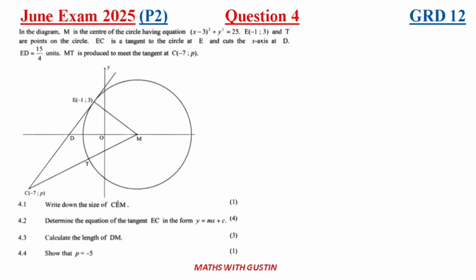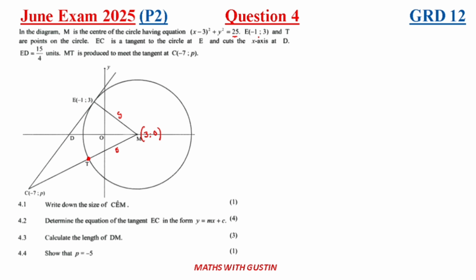Now let's have a look at this question. In the diagram, M is the center of the circle having this equation. Okay, let's see. It means this is our center here, which would have to be (3, 0). From the center going there is the radius. So the radius here is 5, because here it's 25. So even here, up until this point, our radius will therefore be 5.